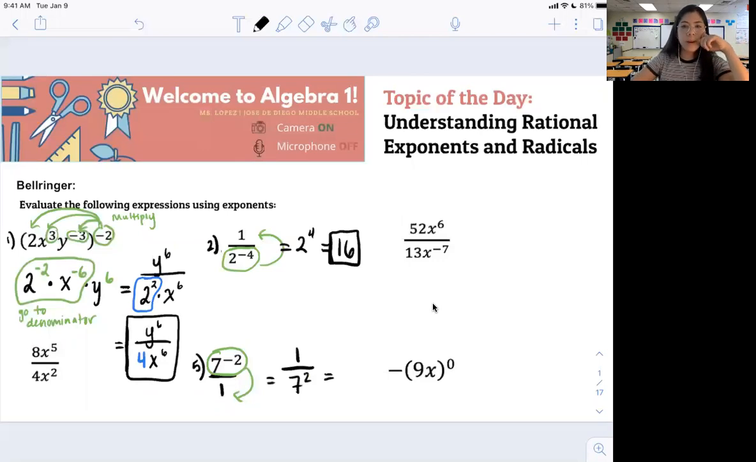And what is 7 to the power of 2? 49. It's 49 because it's 7 times 7. Remember that exponents are repeated multiplication. So it's not telling me to do 7 times 2, it's telling me to do 7 times 7. So I get 1 over 49. So number 2 and number 5 are kind of like opposites of one another. Do I have any questions on those two?